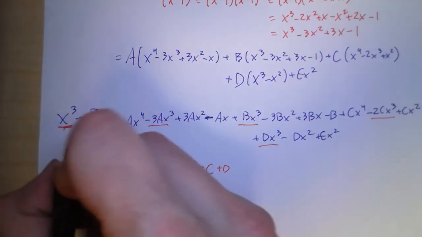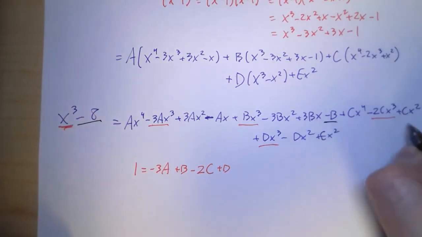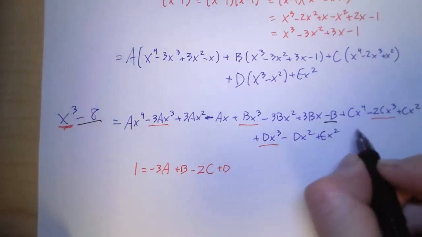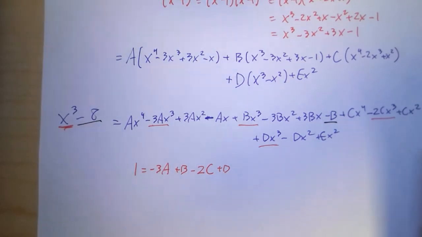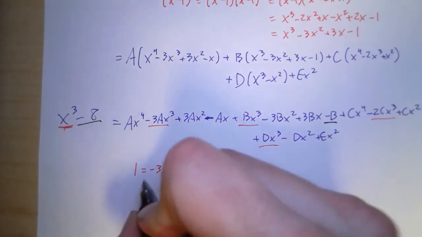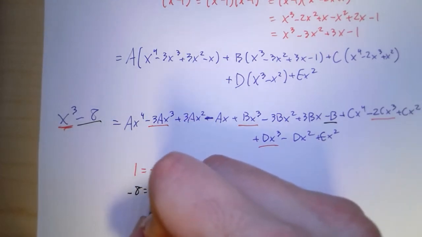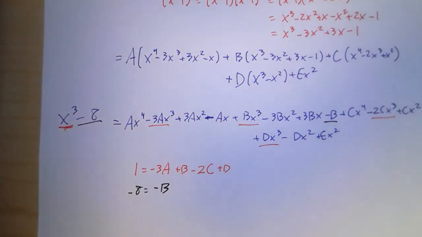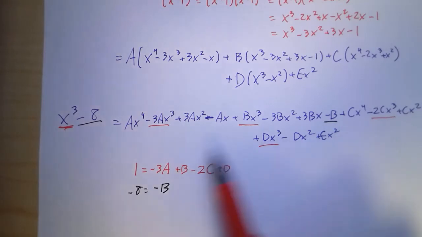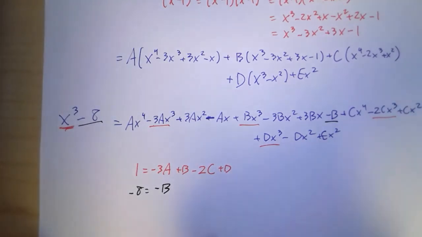Now what about this 8? Where's that? Well, that's any term that doesn't have an x attached to it. All right, and by the looks of things, the only term that doesn't have an x attached is b. So negative 8 equals negative b. But what about the rest? Well, we have 5 different quantities, which means we're going to need 5 different equations in order to solve this.